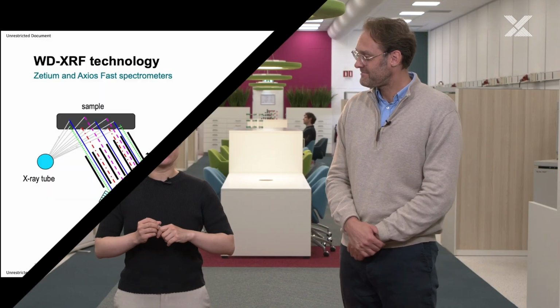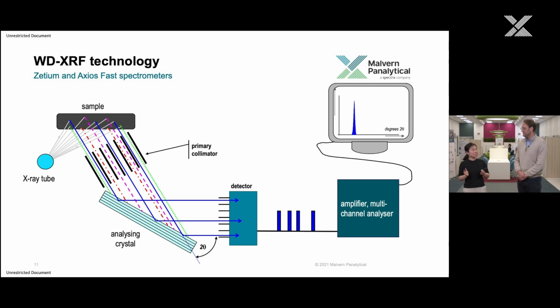Now, talking about the difference in the configuration, in a WDXRF spectrometer there are more mechanical components inside than ED. So there are a collimator and crystals in between the sample and detector. The collimator will narrow down the characteristic X-ray from the sample to the analyzing crystal, so make sure all the X-rays come at a specific angle on the crystal.